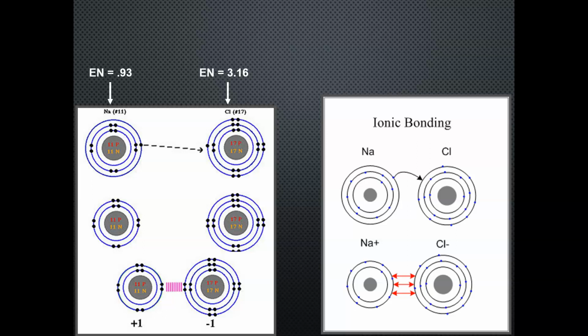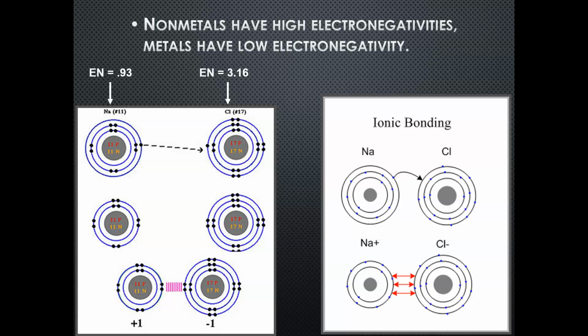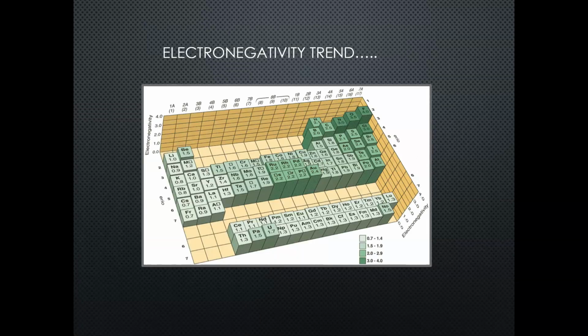So electronegativity, we can measure it. Sodium has a much lower electronegativity than chlorine. That means chlorine is going to pull on that electron a lot harder. It's going to create a bond. We refer to that bond, it has a name, it's called an ionic bond. So nonmetals have high electronegativity values. Metals, low electronegativity values. If I looked at the trend of electronegativity values in a periodic table, it's going to look like this.